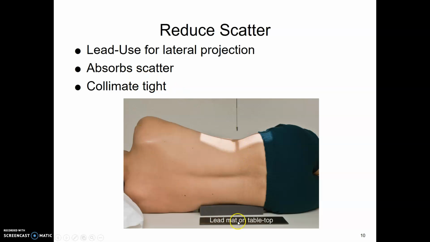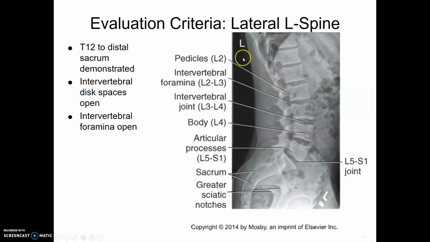So to reduce scatter on your lumbar spine, you can put a lead mat here in the back to improve your image. Criteria, you want to see from L5 all the way up to L1 and T12 ideally. Open spaces, the foramina are the circles, and we'll see those open here. Also the spaces L5S1 and then the sacrum.